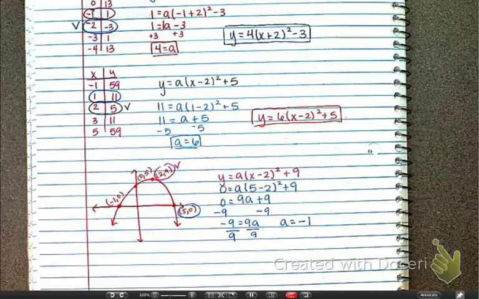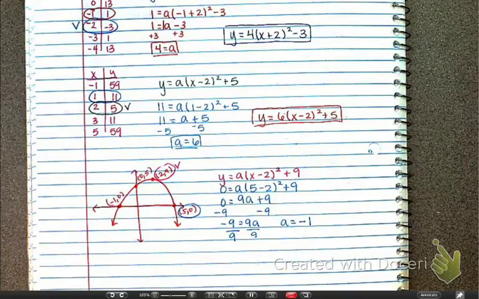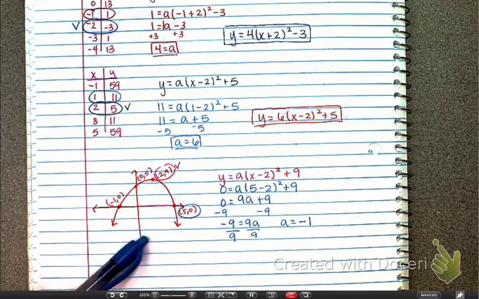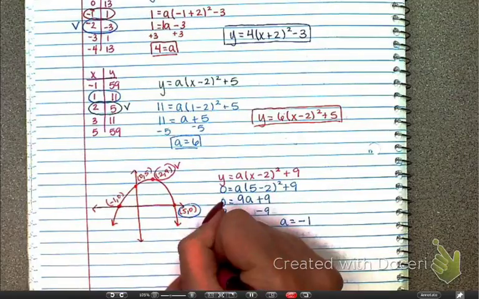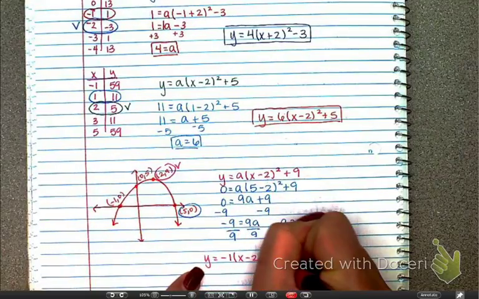Does it make sense to you that a is negative 1? Why? The graph faces down. So the nice thing about having the graph done is if you got a value that didn't match the shape of the graph, you did it wrong. Okay, you have an easy check. It's not the same with your table of values necessarily, but when it's a graph, if this came out to a positive 1, you'd be like, something's wrong. And it's not the graph because it was printed for you. Okay, final step, writing your equation in. So y equals negative 1 times x minus 2 squared plus 9.